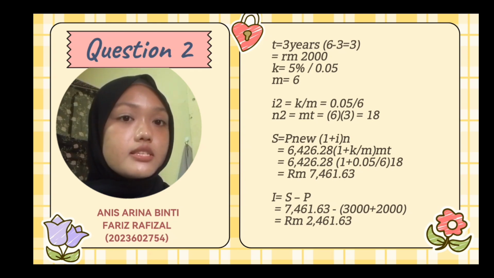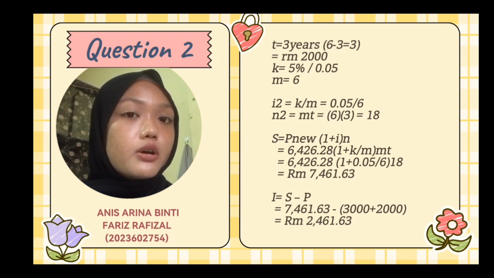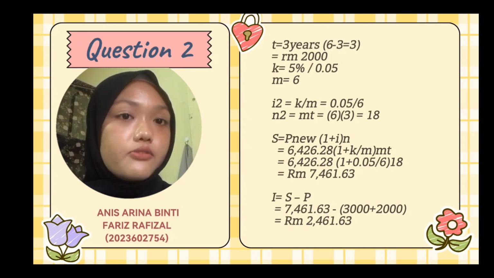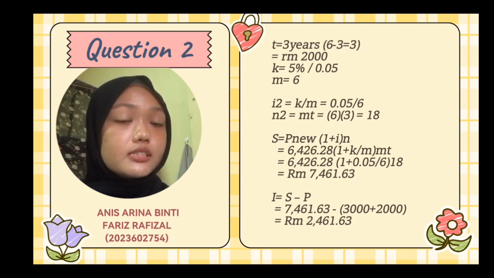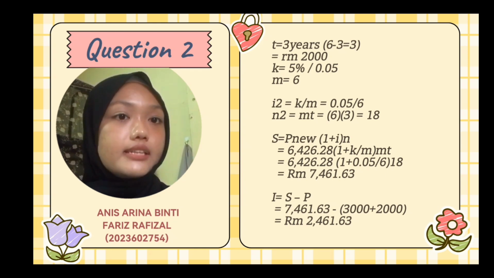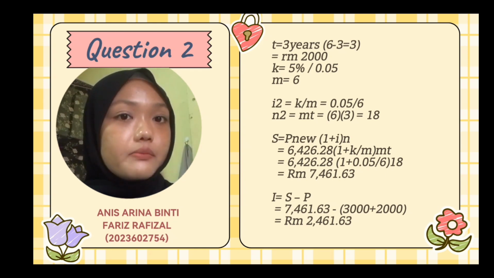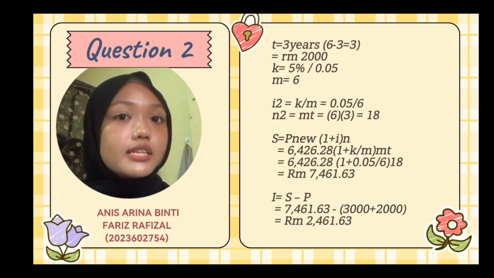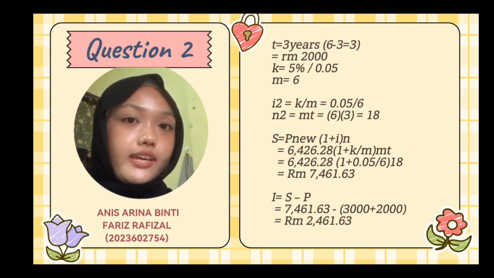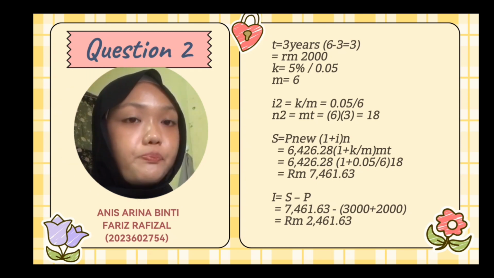Okay, first, same with the first step above, which is list out all the information given. The P2 is 2,000, K is 5% or 0.05, and M is 6 because it's compounded every 2 months. But what about time? It's 3 years because Wahid invests for 6 years, so 6 minus 3 equals 3 years.